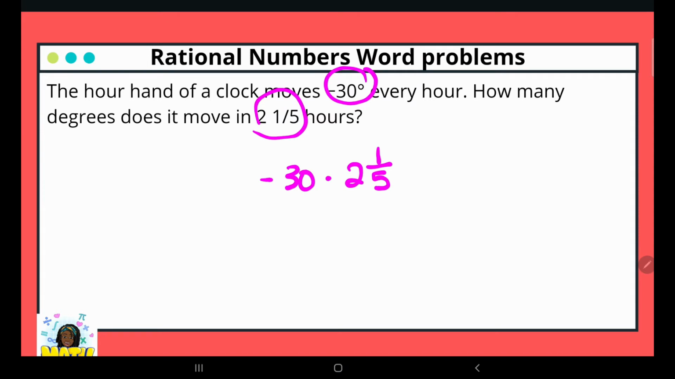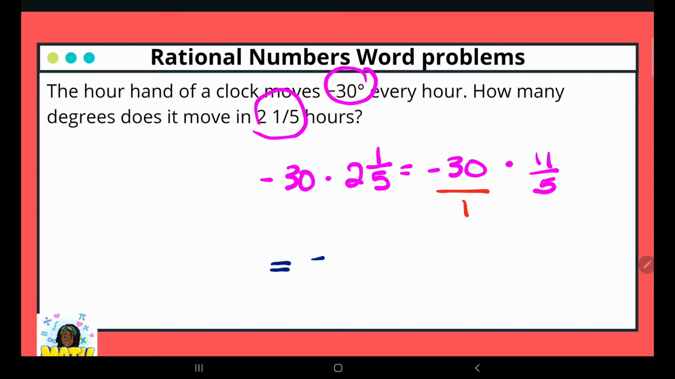Now we want to transfer this mixed number into an improper fraction. That gives us negative 30 times 2 times 5 is 10, plus 1 is 11 over 5. And I can write my negative 30 as 30 over 1 to make it a fraction as well. Now let's apply our rules for multiplying fractions as well as integers. I have a negative and a positive, so whenever I multiply, that's going to leave my answer as a negative.